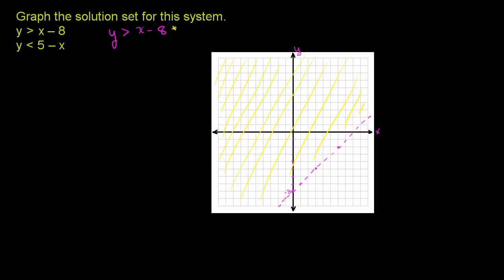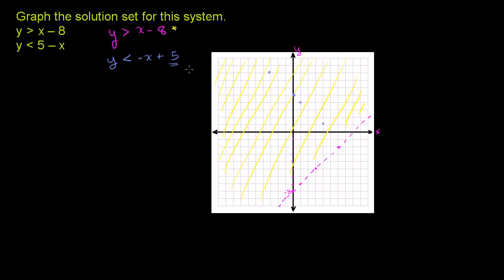Now let's do the second inequality. I'll do it in another dark color. We have y is less than 5 minus x, or we could write that as negative x plus 5. So it looks a little bit more like our slope-intercept form. Now, if we were to just graph y is equal to negative x plus 5, it would look like this. We'd go in the positive y direction, 1, 2, 3, 4, 5. That is the y-intercept right there. And it has a slope of negative 1. So if we move 1 in the x direction, we move down 1. If we move 3 in the x direction, we're going to move down 3. If we move back 3 in the x direction, we're going to move up 3. So this line is going to look like this.